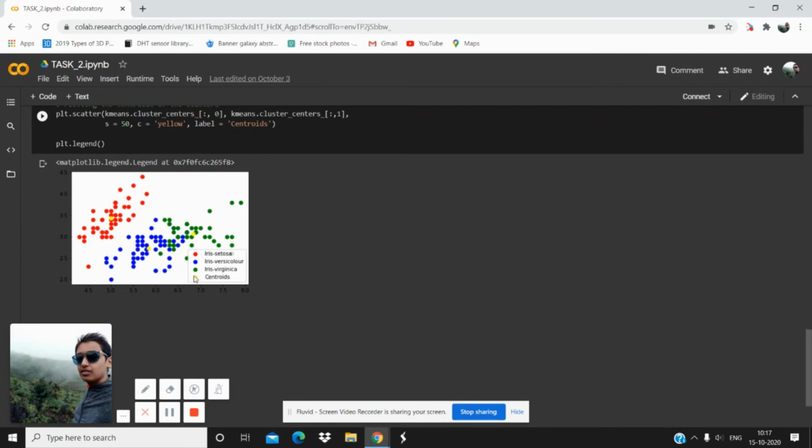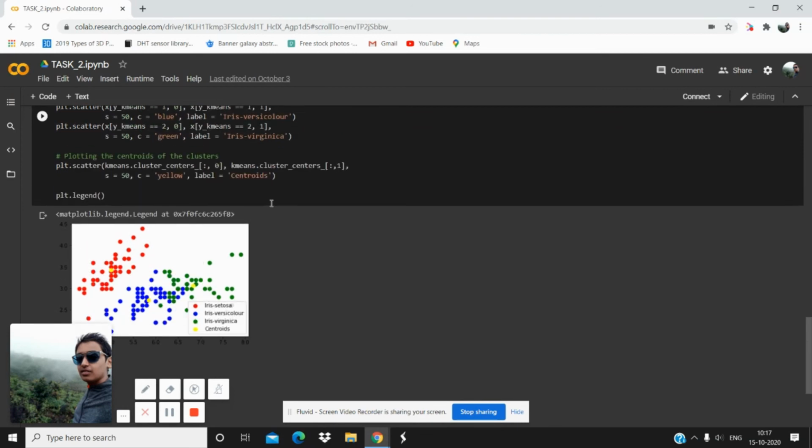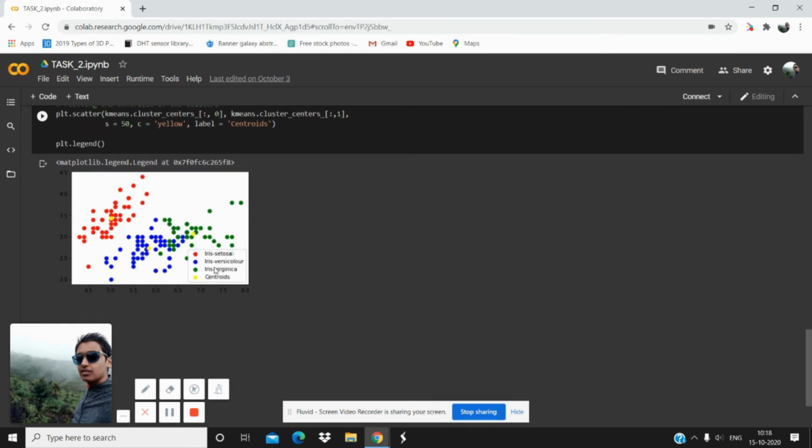Then we visualized the data. We used a famous data set known as the iris data. We visualized all 3 species of the flower. Then we found the centroids, or the number of clusters we required, to predict the analysis of this data.